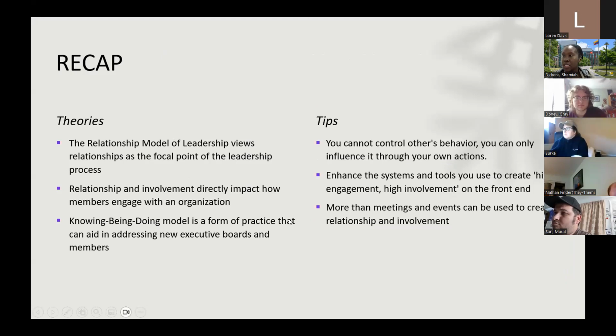So we're kind of getting to the end. I want to leave space for anyone to have questions or to run some things out loud as like a think tank. But really when we're talking about theory, so the relational model of leadership really is about relationships as the focal point of the leadership process.